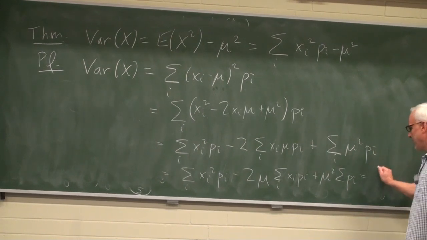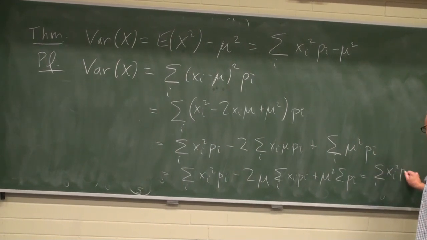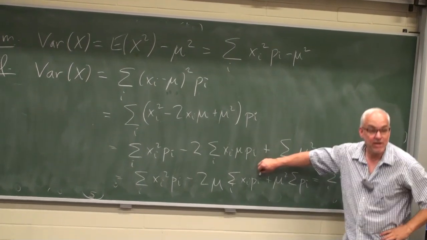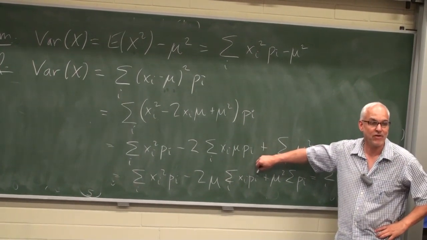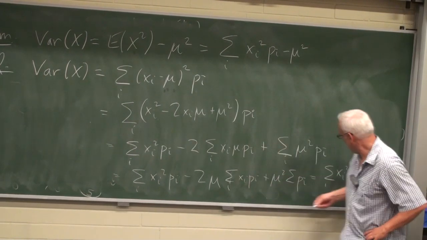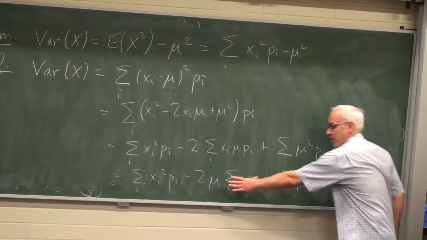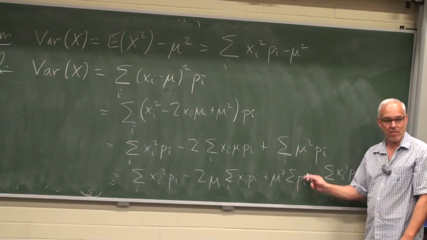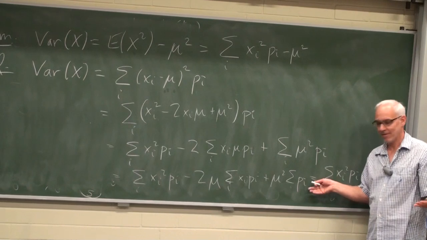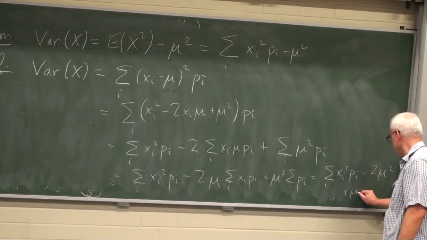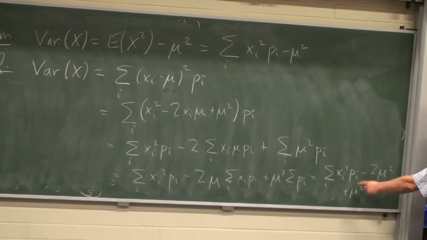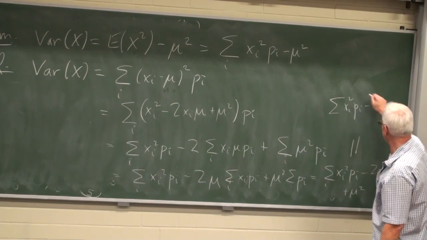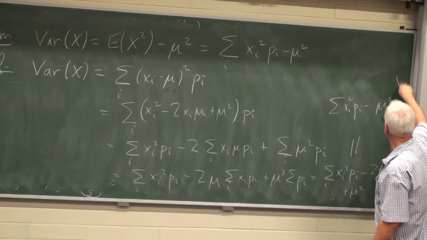What is that? That's the sum of xi squared times pi. What is the sum of the xi's times pi's? That's mu itself. That's the definition of mu. So we're actually getting minus 2 mu squared for this term here. And what is the sum of the pi's? Well, these are probabilities. They have to add up to 1. So the total here is plus mu squared. And conveniently, the minus 2 mu squared and the plus mu squared give us the summation of xi squared pi minus mu squared for the grand total.